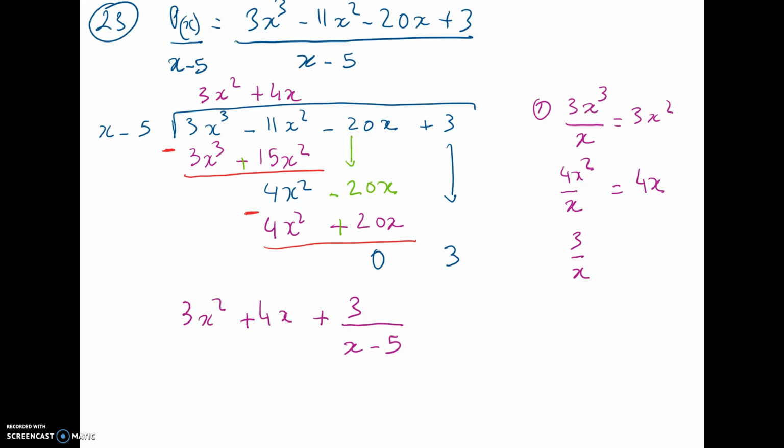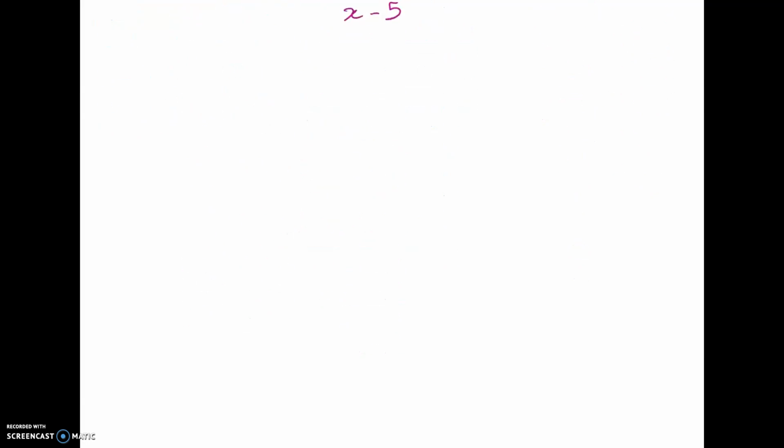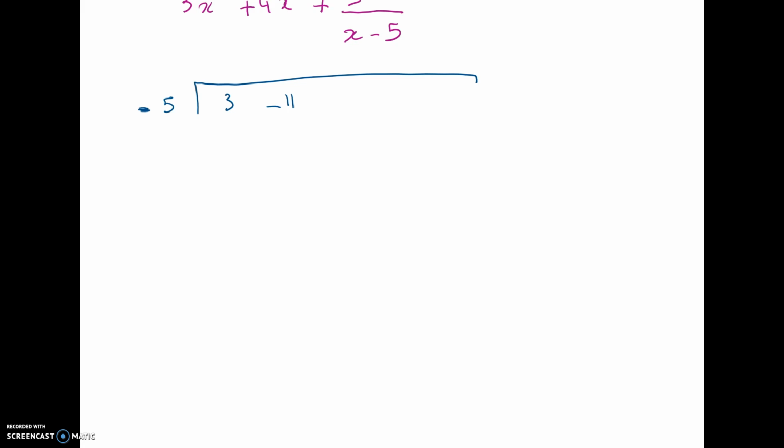All right, now let me do the same division using synthetic division. Basically what I'm doing is, I have x minus 5, so I'm going to take negative 5, and I'm going to take 3 for 3x cubed, and then decreasing exponent, so it has to be negative 11x squared, then negative 20, and then the plus 3. And I'm going to bring down, step number 1, the 3.